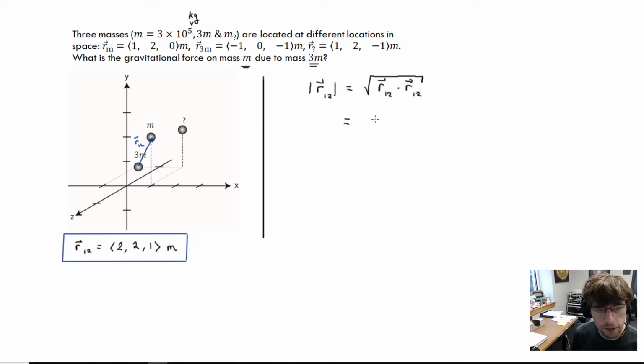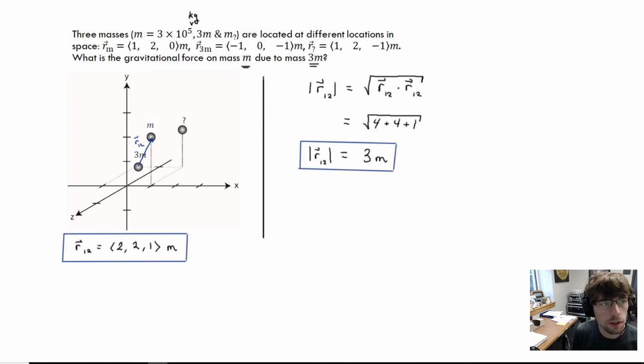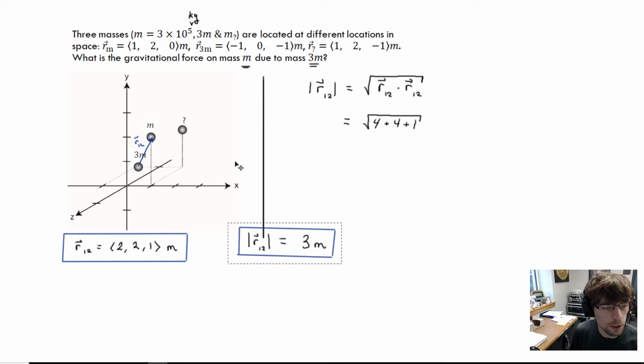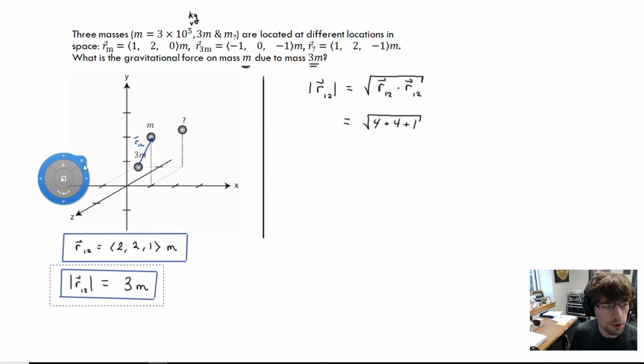The dot product means that I have 4 plus 4 plus 1, and I square root. You say, well, that's convenient, Greg. That means that the magnitude is just simply 3. Rather convenient. So we've got our second piece of information that we need. I'll go ahead and box that in. Of course, you probably already had that. You guys work a lot faster than I do. So there's the second piece of information.